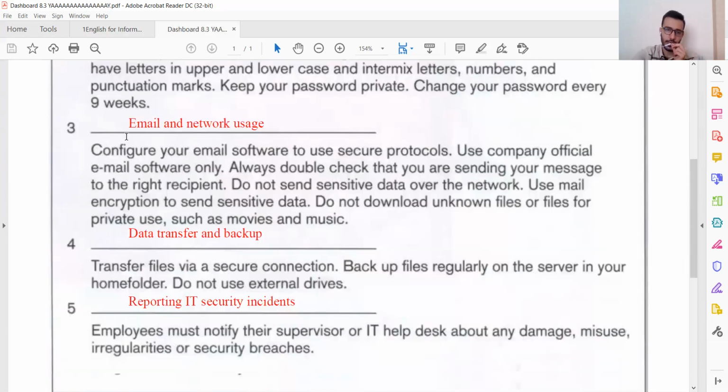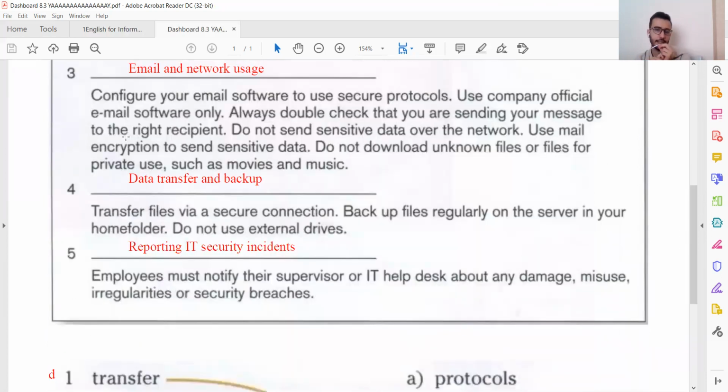The fourth paragraph, data transfer and backup. Transfer files via a secure connection. اوكي، لما تنقل الملفات via a secure connection، اتصال آمن. Back up files regularly on the server in your home folder. دائما نعمل باك اب. حكيت لكم عن الباك اب، حكينا عنه بالماضي بوحده من الوحدات، وانا حكيت لكم باستفاضه ايام المحاضرات الوجاهيه عن الباكينج اب.